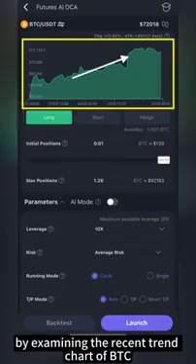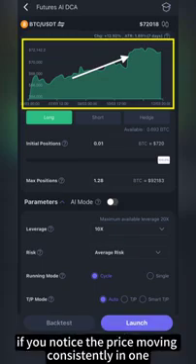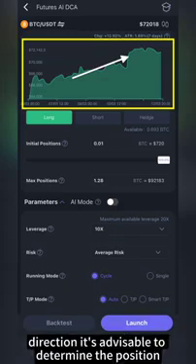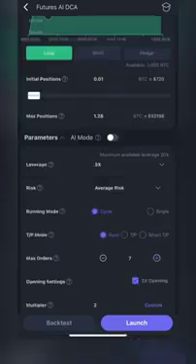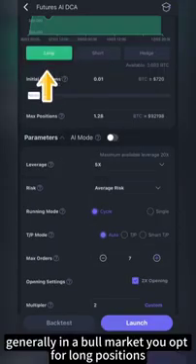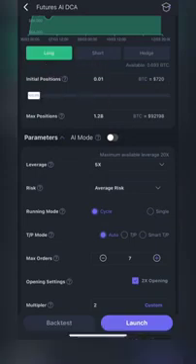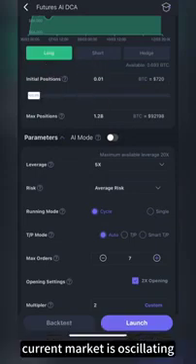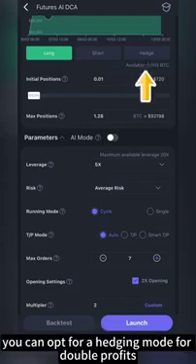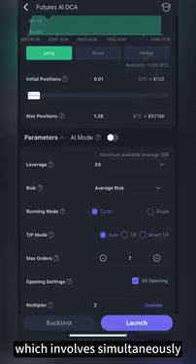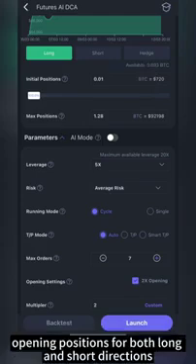Next, determine the position direction of the robot. By examining the recent trend chart of BTC, if you notice the price moving consistently in one direction, it's advisable to determine the position direction as long. Generally, in a bull market, you opt for long positions, while in a bear market, you choose short positions. When you're relatively confident that the current market is oscillating, you can opt for a hedging mode for double profits, which involves simultaneously opening positions for both long and short directions.